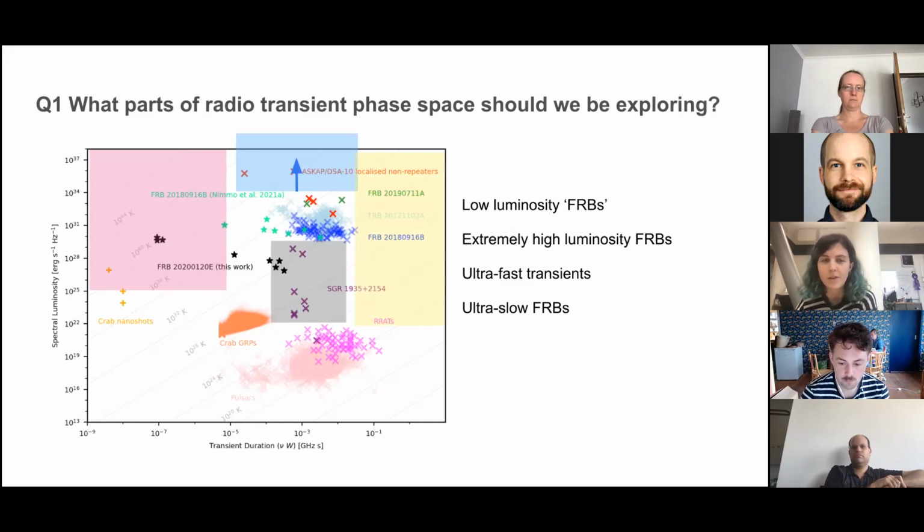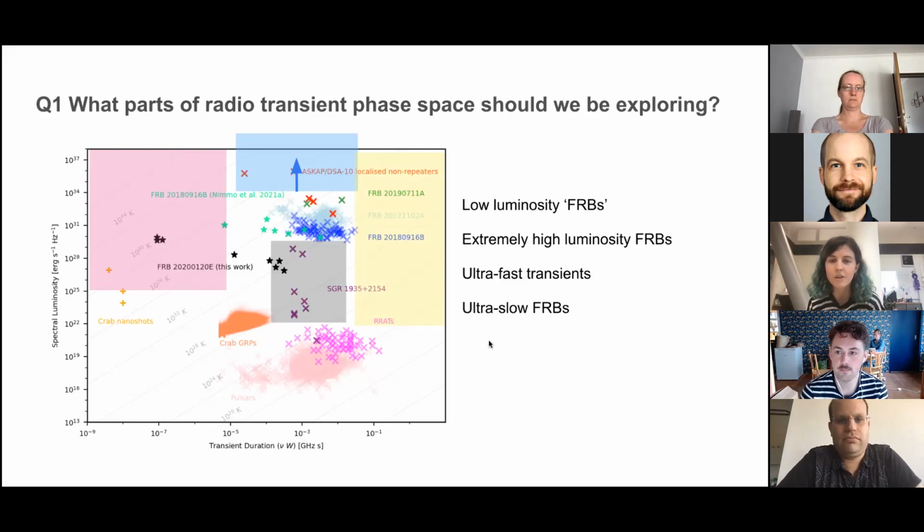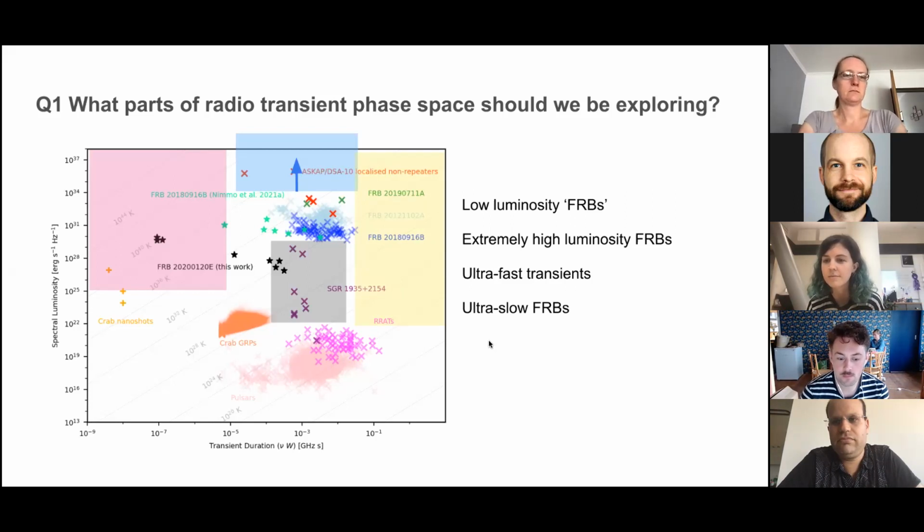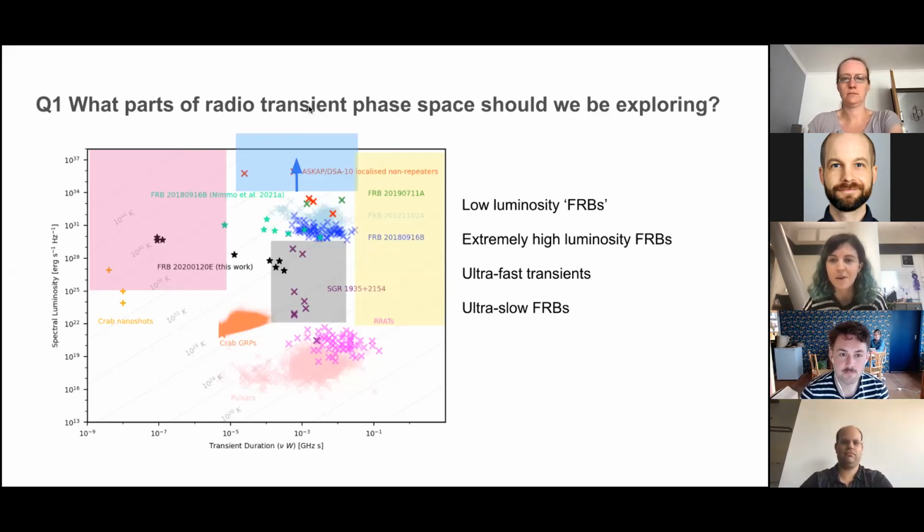So I think this is the opportunity to open the discussion on what parts of the phase space we should be exploring, why, and what kind of things we can learn about FRBs, neutron stars, by probing these areas of the parameter space. So if anyone of the junior people up to postdoc level have any opinions or questions or comments.